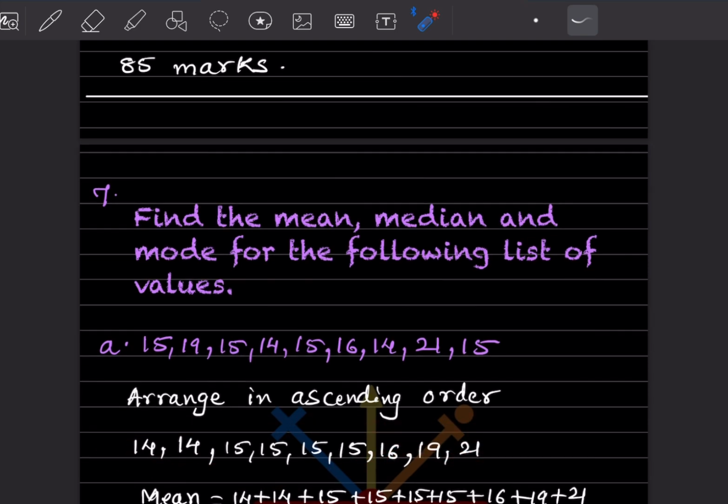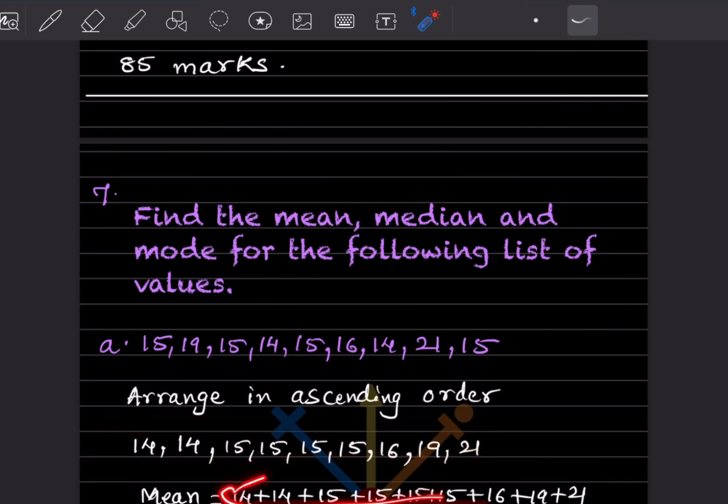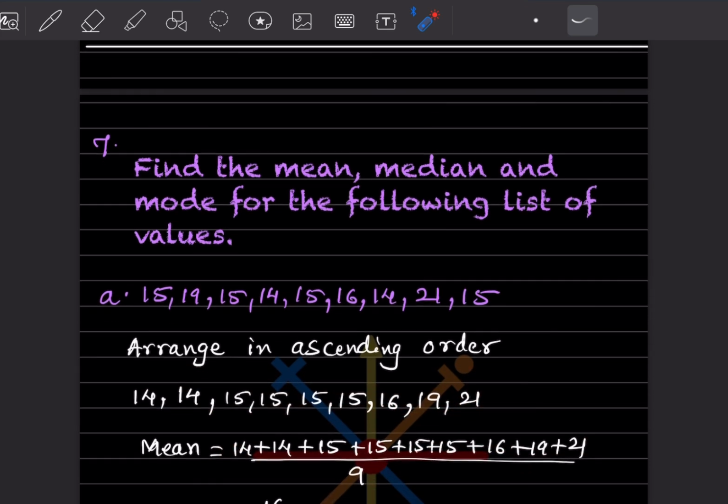So mean means you have to take the sum of all the observations divided by the number of observations. So this we are going to add, and the number of observations: 1, 2, 3, 4, 5, 6, 7, 8, 9. So the number of observations is 9.